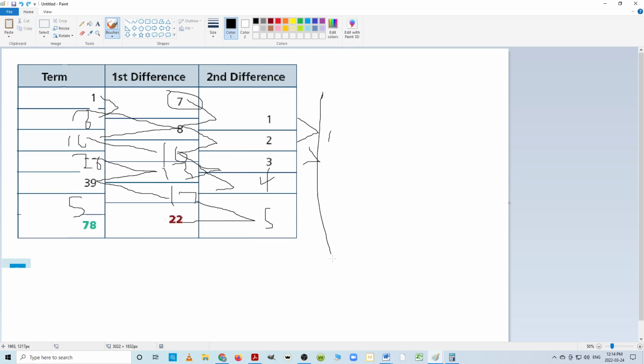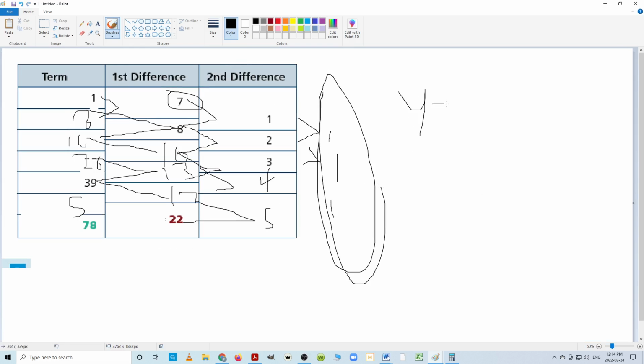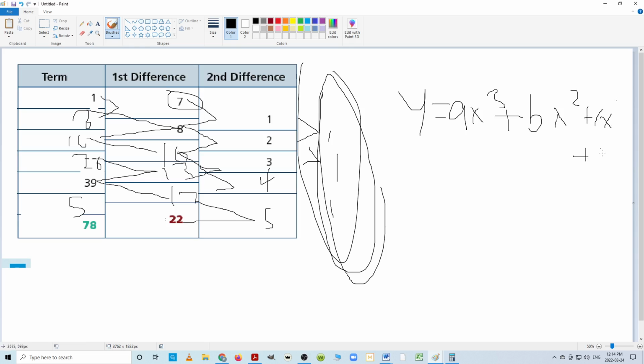And I could go into a formula because I figured out the third differences are 1. And that tells me that y is equal to ax cubed, because if the third differences are all the same, it's a cubic, plus bx squared plus cx plus d. And it would be great if they'd given me a 0 up here so I could figure out d. But they've given me enough.